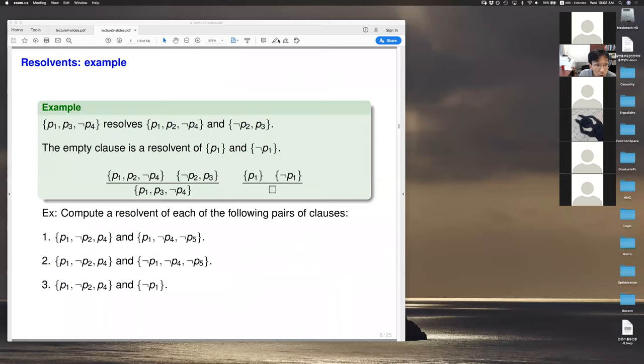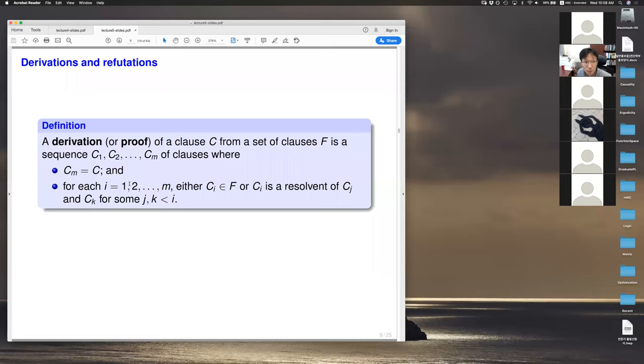Okay. Now we're going to introduce the notion of derivation, or formal proof, in a resolution proof system. So the formal proof or derivation of a clause from a set of clauses F. Our starting point is a set of clauses, which means that F is converted to a CNF formula.